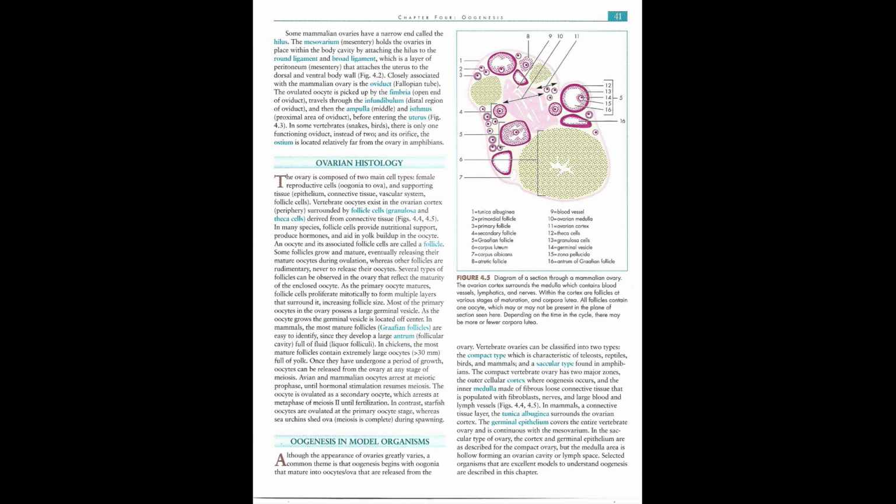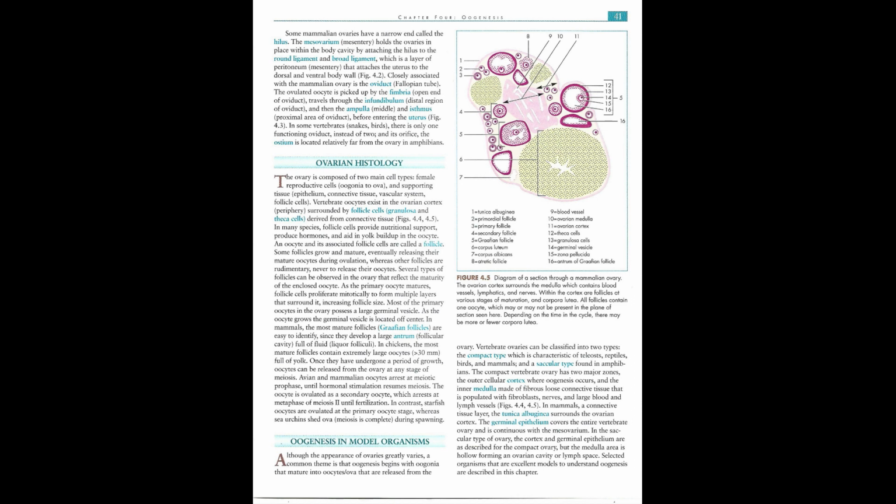Several types of follicles can be observed in the ovary that reflect the maturity of the enclosed oocyte. As the primary oocyte matures, follicle cells proliferate mitotically to form multiple layers that surround it, increasing follicle size. Most of the primary oocytes in the ovary possess a large germinal vesicle. As the oocyte grows, the germinal vesicle is located off-center.